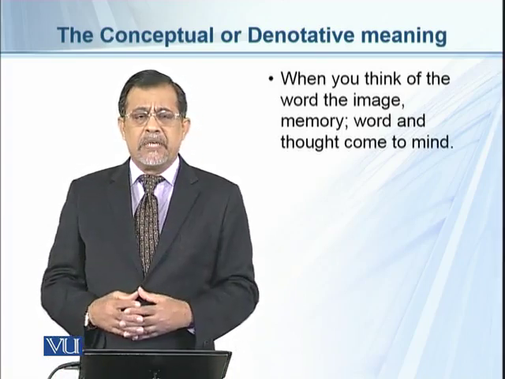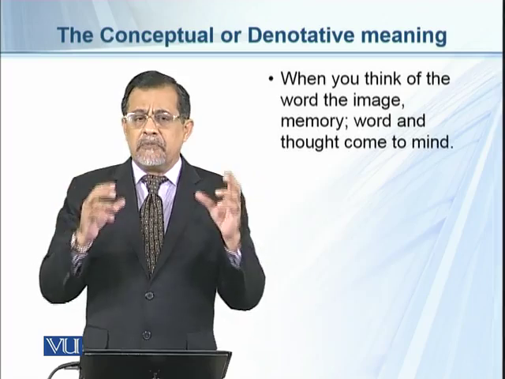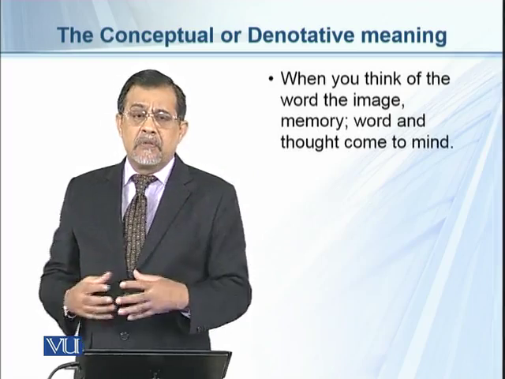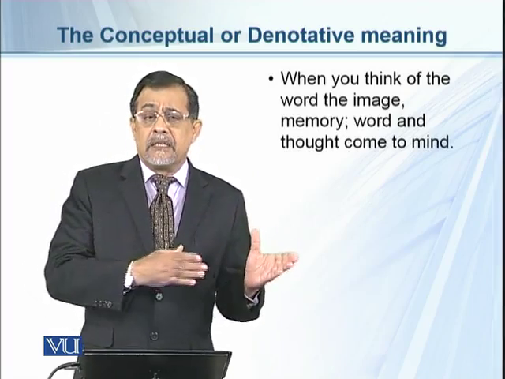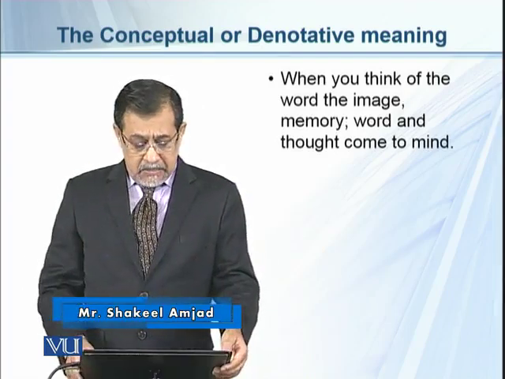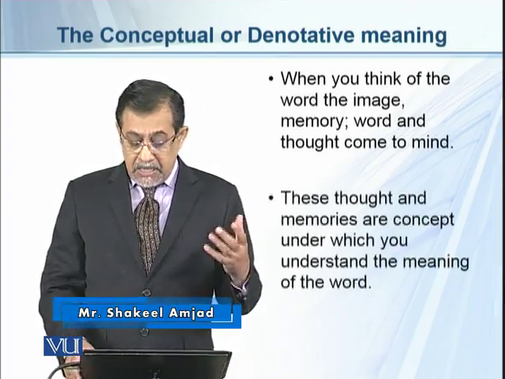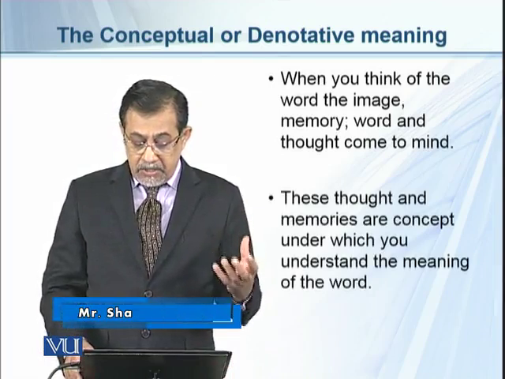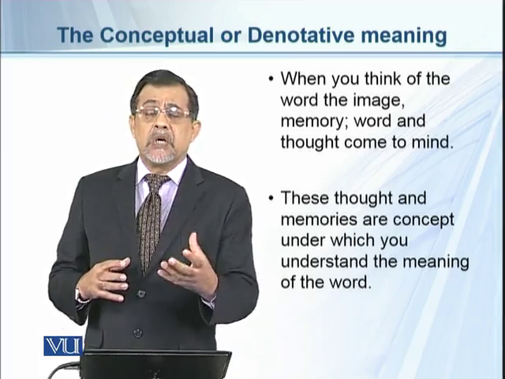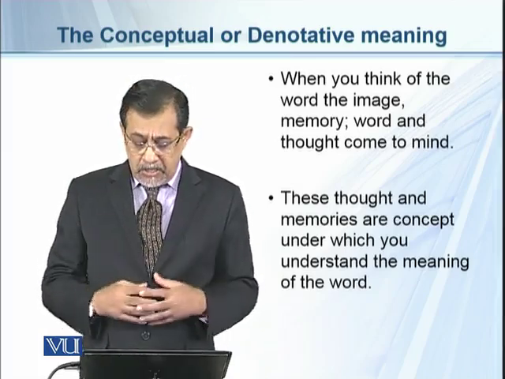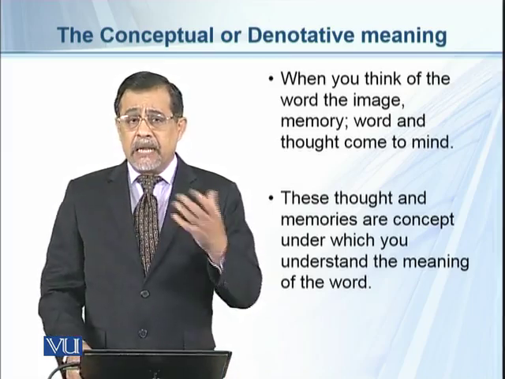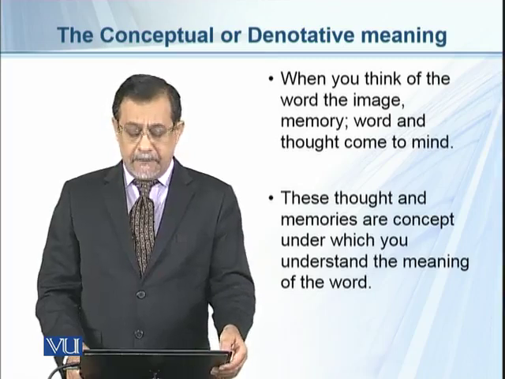Whenever we think of the word cat, a certain animal with 4 legs, a tail, that lives in homes and has whiskers, right, comes to our mind. So these thoughts and memories are concepts under which you understand the meaning of the word. So the images, the thought or the memory of that object create a concept in our mind, and that is actually the meaning of the word.